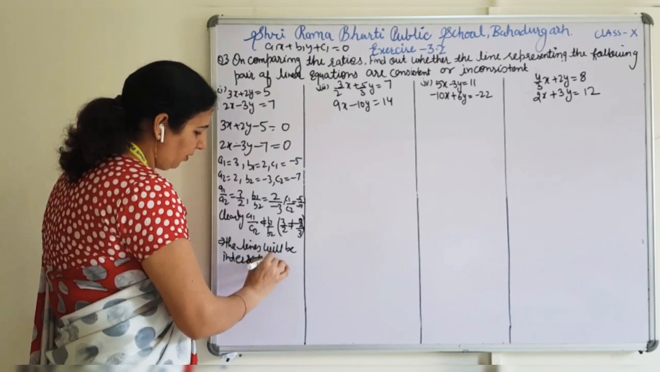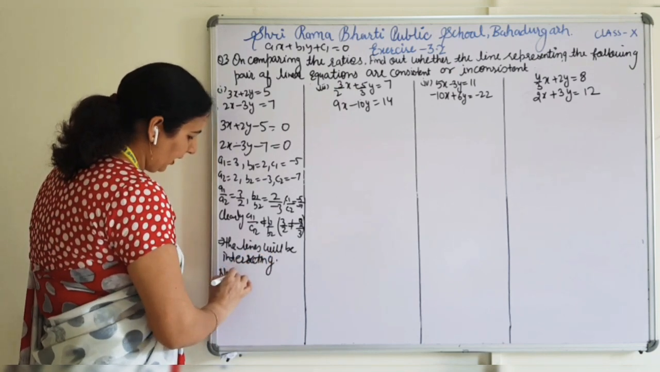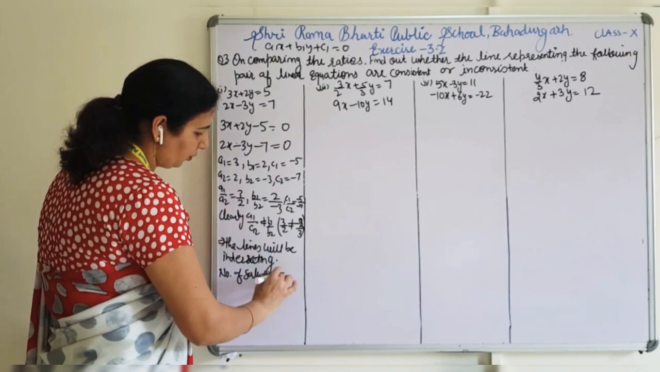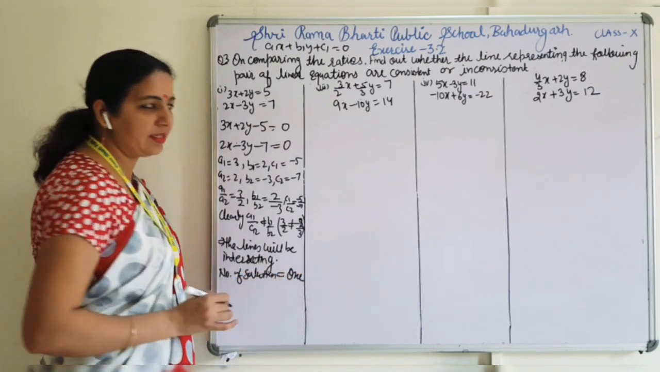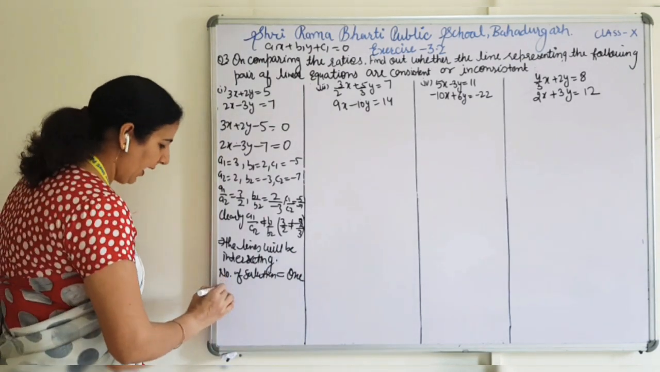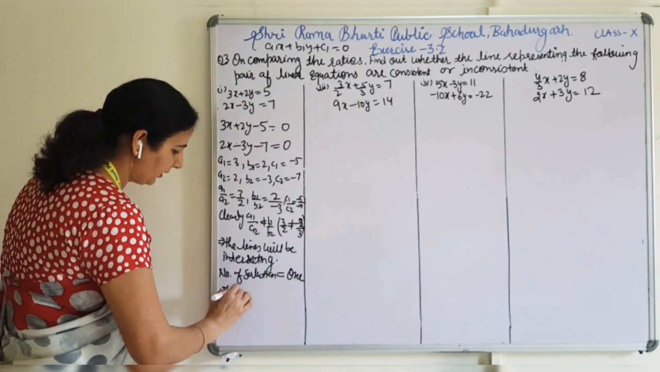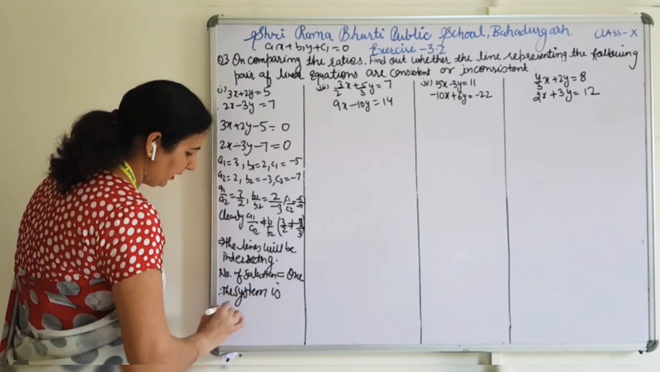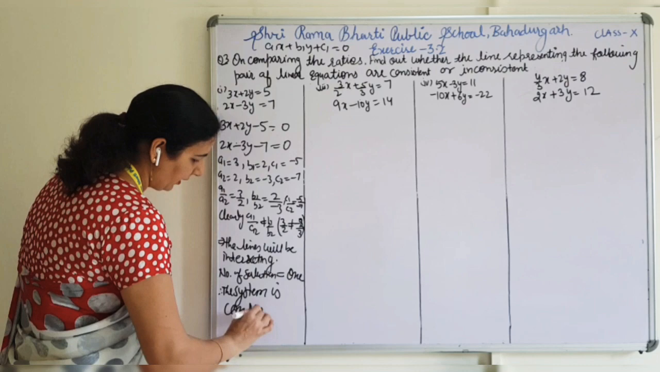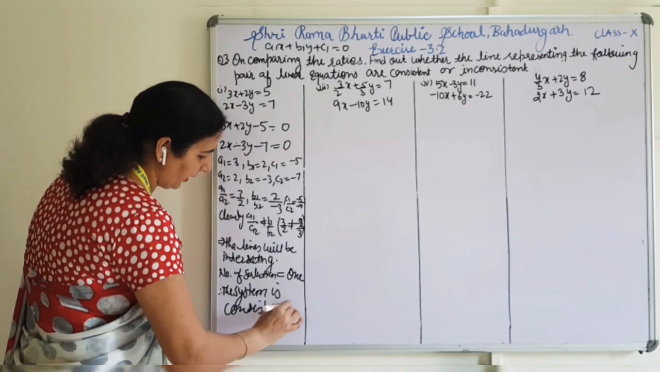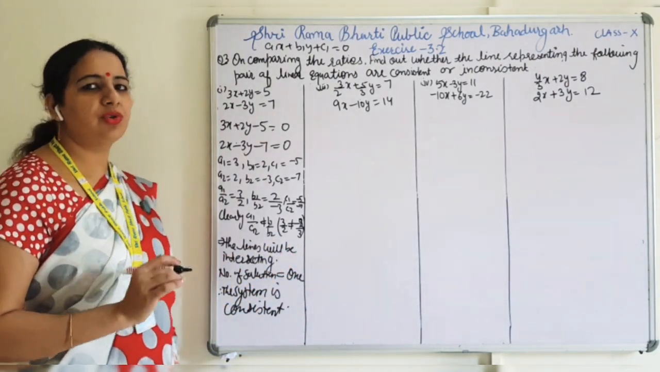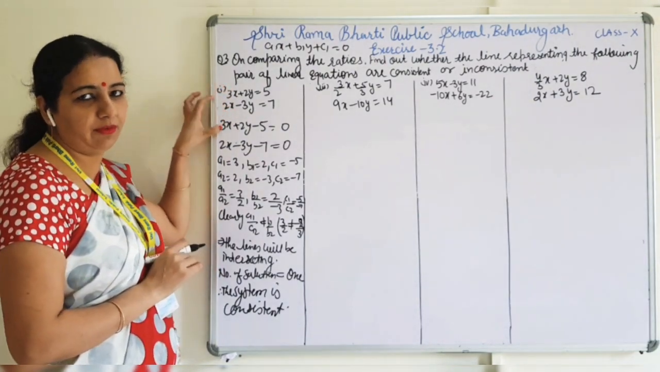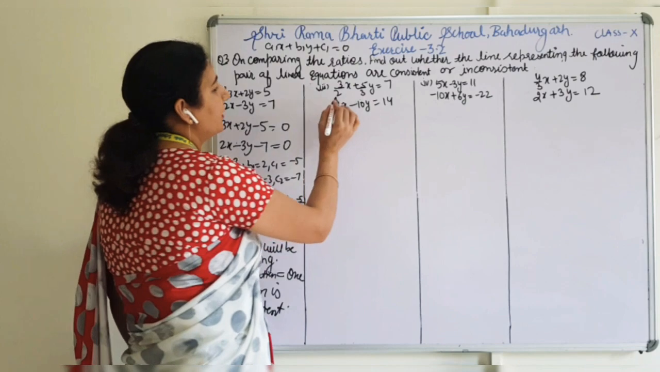And what about the number of solutions? The number of solutions is equal to 1, or you can say a unique solution, and therefore the system is consistent. Whenever we are having a solution, the system will be consistent. System means both of these two equations. Fine.